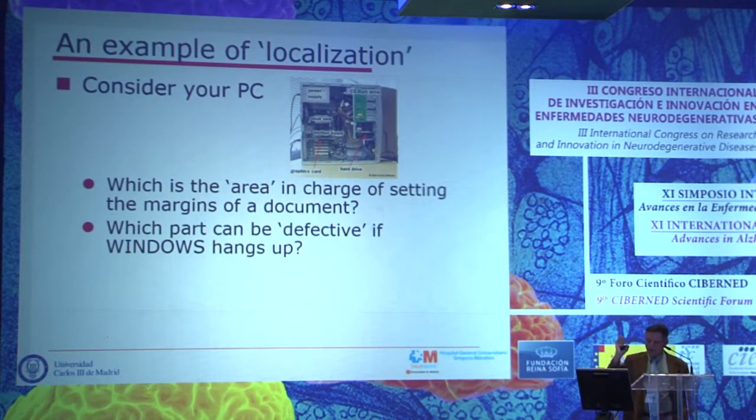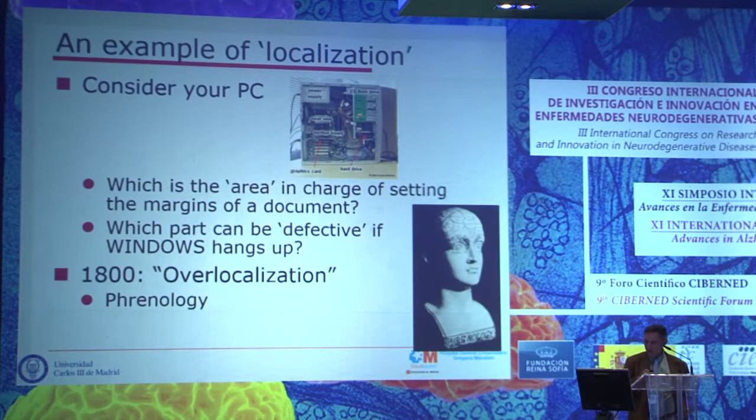This is just a stupid example, but it may illustrate the problem. If you have your PC, and I ask you which is the area of the PC in charge of setting the margins of a document, or I ask you which is the defective part of the PC when Windows hangs up, you can say, okay, that's clear, there's no defective part. You are confusing software and hardware. So my question for you is to what extent we are confusing software and hardware also for the brain, particularly when talking about high-level functions. And this may bring us back to the times of phrenology and this idea of overlocalization.